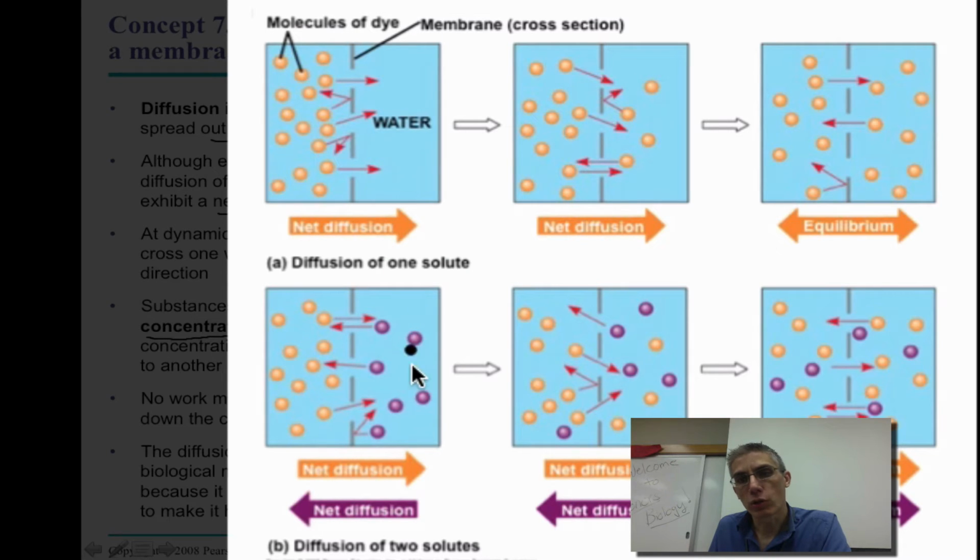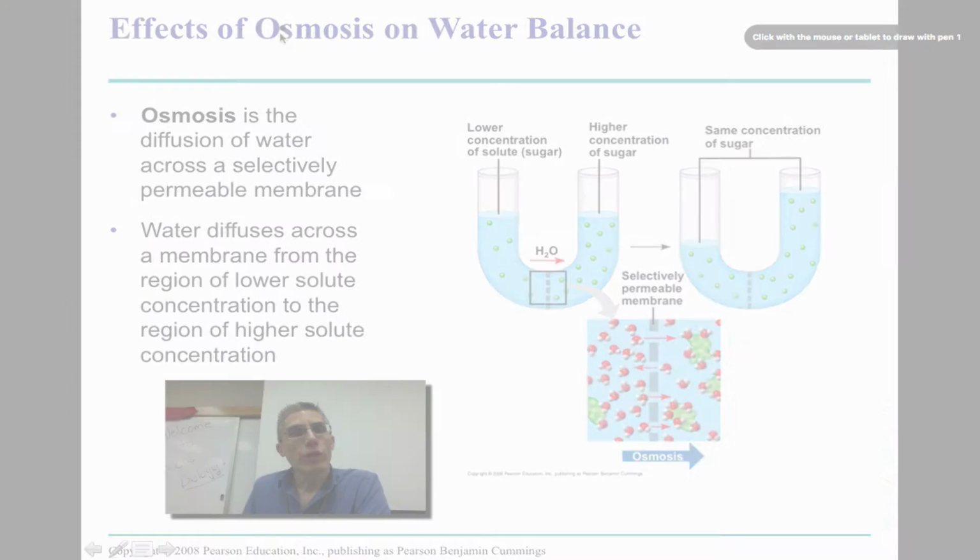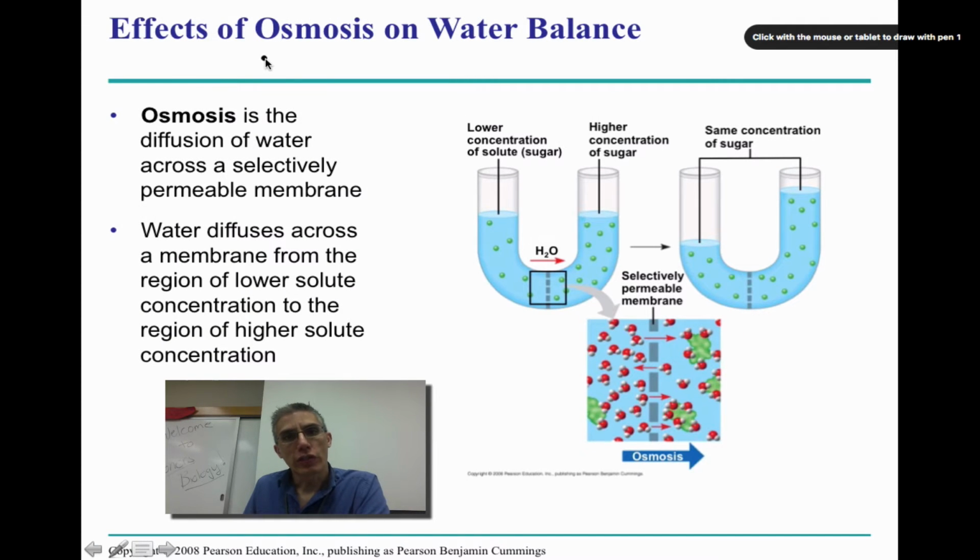If they're more concentrated on one side, after a period of time, the purple ones that you see will make their way to the left, and the orange ones that you see will eventually make their way to the right until we reach equilibrium. Now what we want to do now is talk about a special type of diffusion, and this type of diffusion is called osmosis.